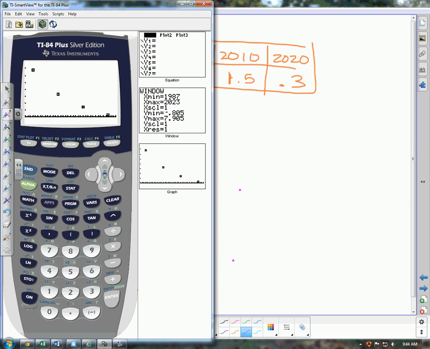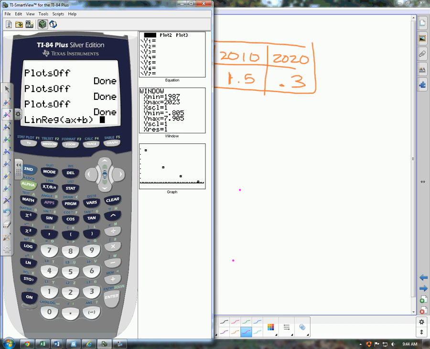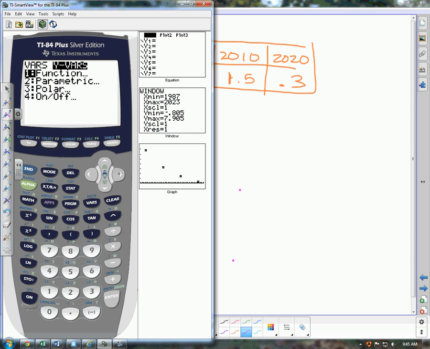For those of you with a TI, you hit Stat, go over to Calc, and then you want to choose number 4, LinReg. Now those of you that have a newer version of this, remember you have list 1, list 2, and then you'll have store regression equation, and you want to store it in Y1. To get that Y1 to appear, you hit your vars button, go to Y-vars, function, and there's Y1. Then once you get that, you can calculate it.